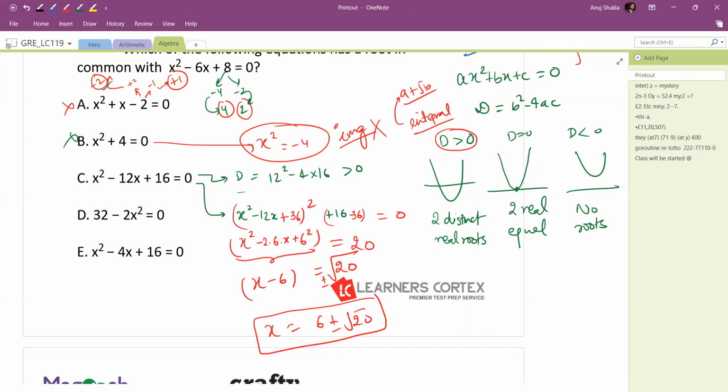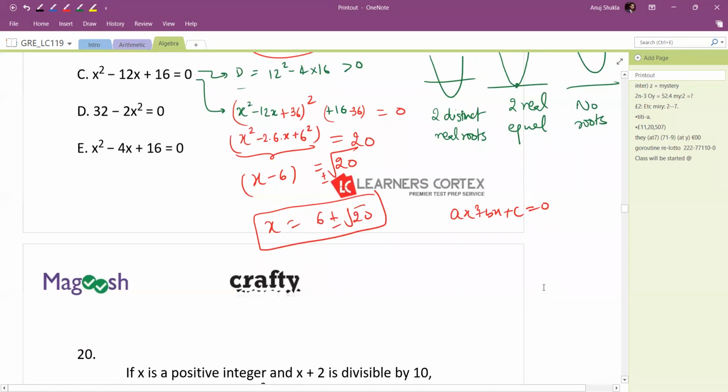Can we use the direct formula, minus b plus minus under root d by 2a? You can use it, no problem in that. You can use this formula if you have to solve ax square plus bx plus c equal to 0 and you want to find the direct roots. I thought that you might not know the formula, that is why I did not tell you. So actually it will be minus b plus minus root b square minus 4ac divided by 2a. 4a or 2a? 2a. Okay, 2a.